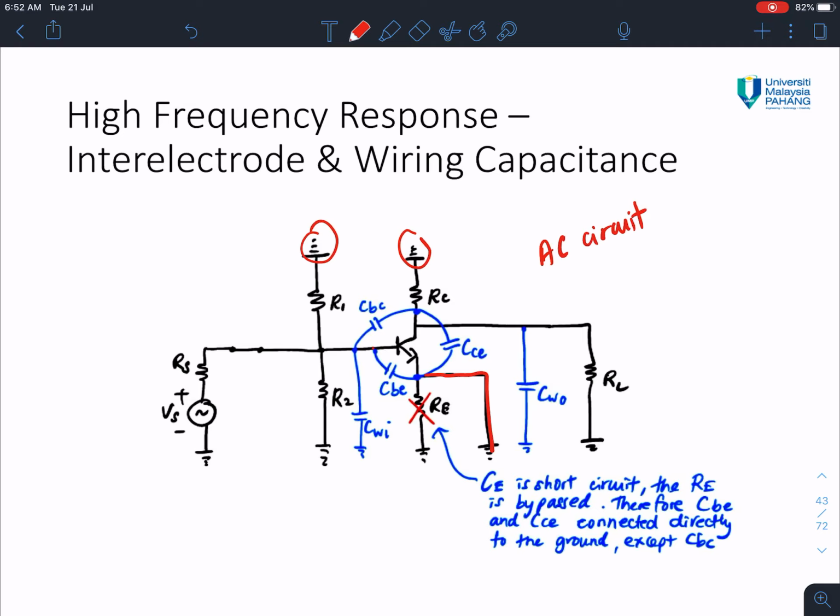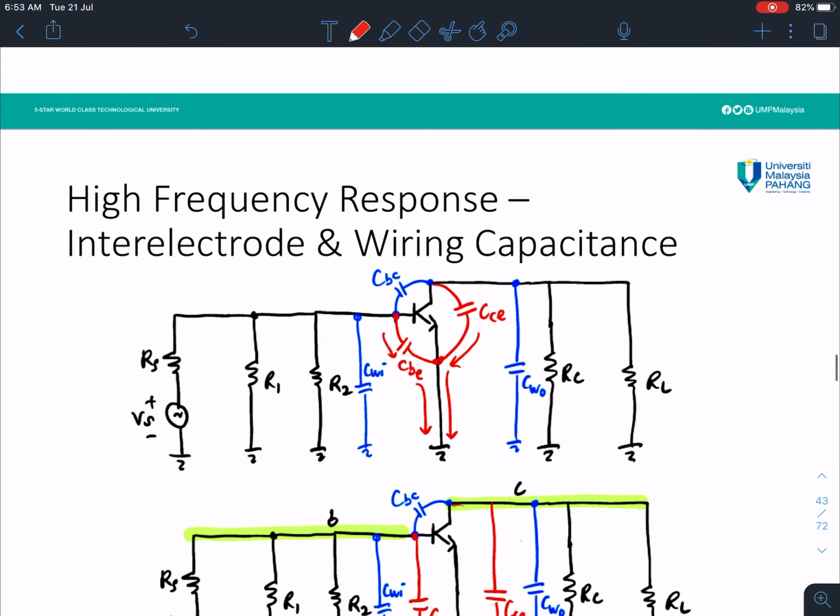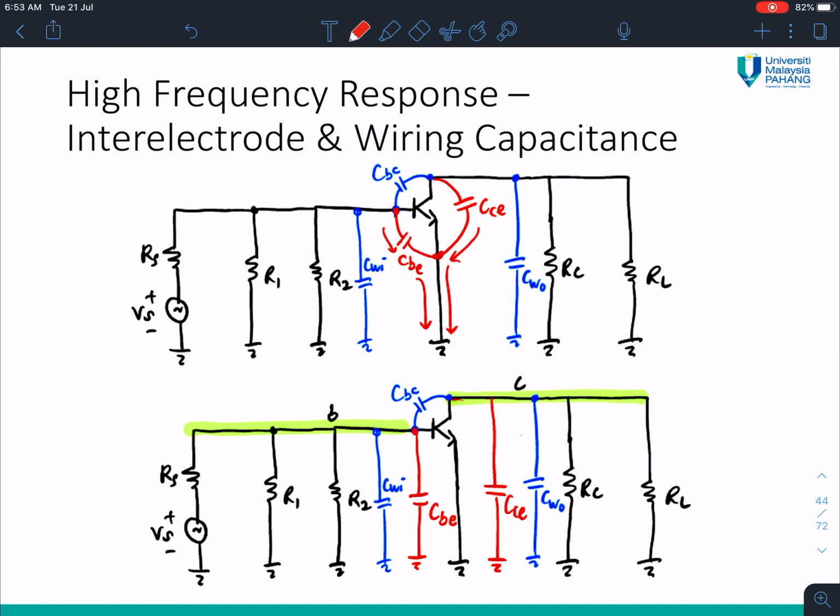Okay, this CBE is connected like this. It will go to ground, and also the CCE will connect to ground. So the circuit becomes like this. You see, now we have CBE here and CCE. Because there is no RE anymore, this circuit is only wires connected to the ground. So I can split the CBE and CCE like this.